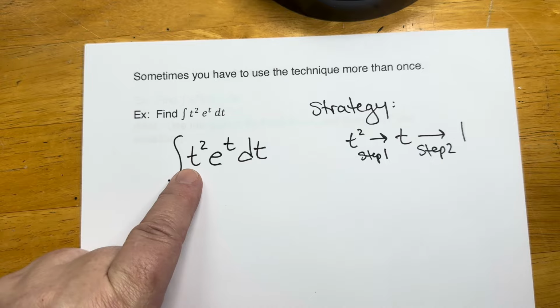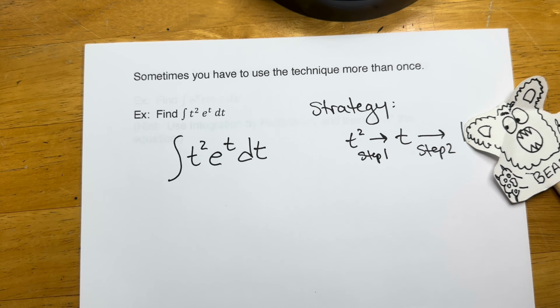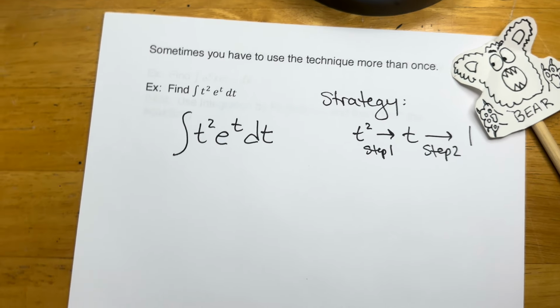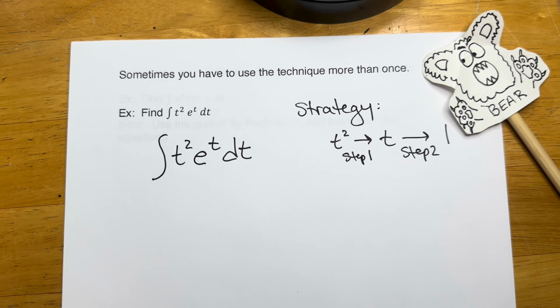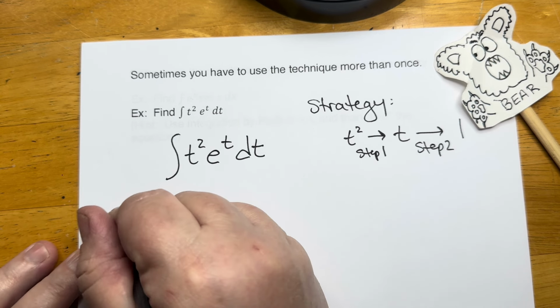If this were t to the 10th, oh man, then your teacher really doesn't like you because you're being asked to do the process 10 times. Super fun. I know. You're going to build character. Let's build character together. Are you ready? Square Bear's here. Square Bear doesn't necessarily build character, but you know, math is always useful. So, okay. So let's do step 1.